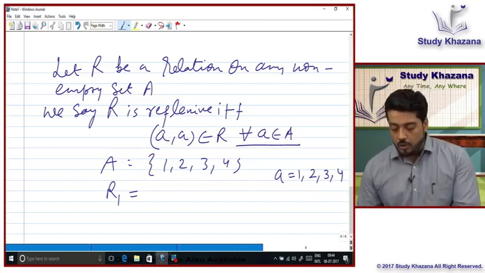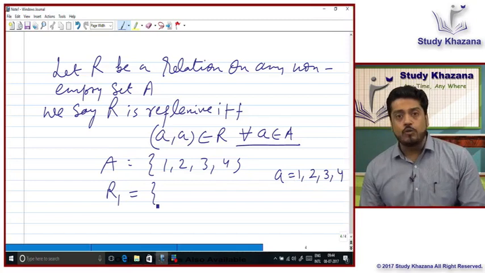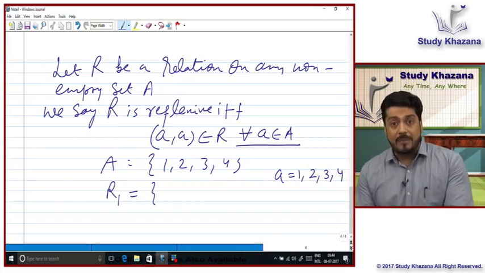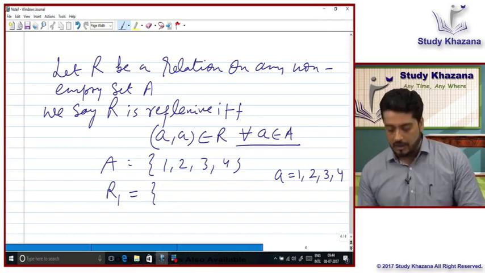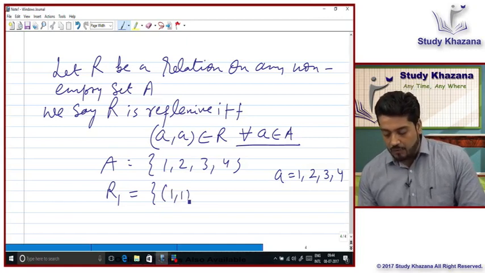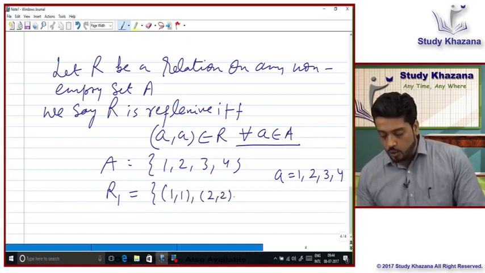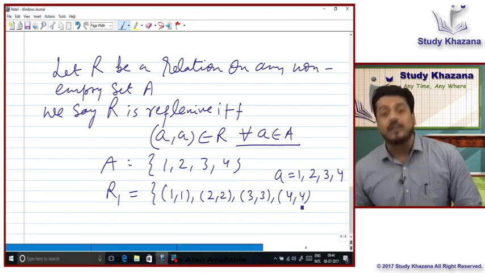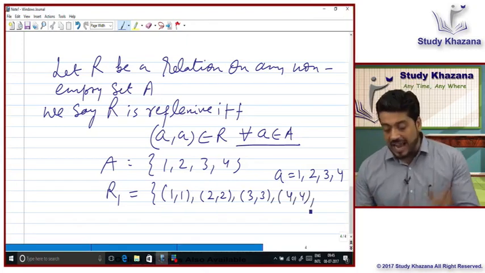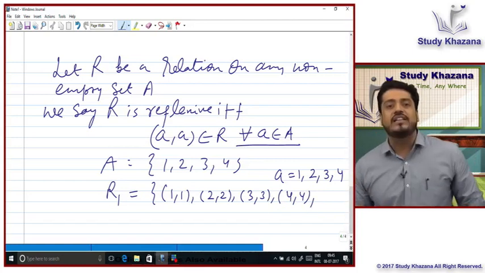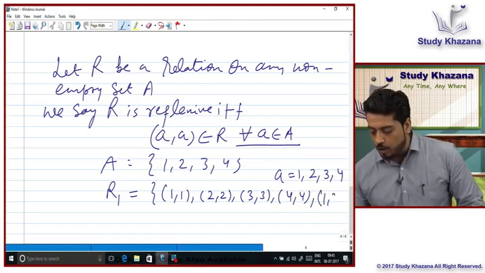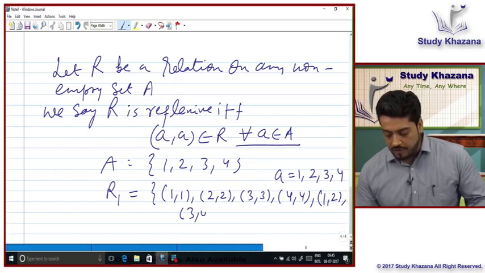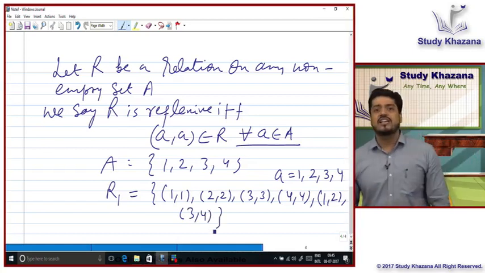Now, if I want to define a reflexive relation, I need to make sure that all elements of the type (a, a) must be available in R1. So I must enter (1, 1), (2, 2), (3, 3) and (4, 4). This is my requirement. Other than this, you can put any element of A cross A along with these elements. Suppose I will take (1, 2), (3, 4). Okay, fine, no problem. Now this relation is a reflexive relation.